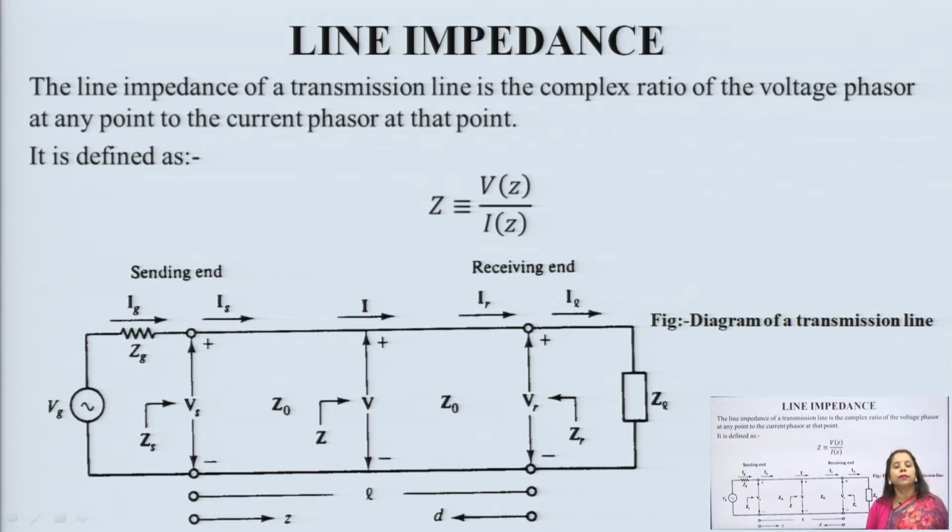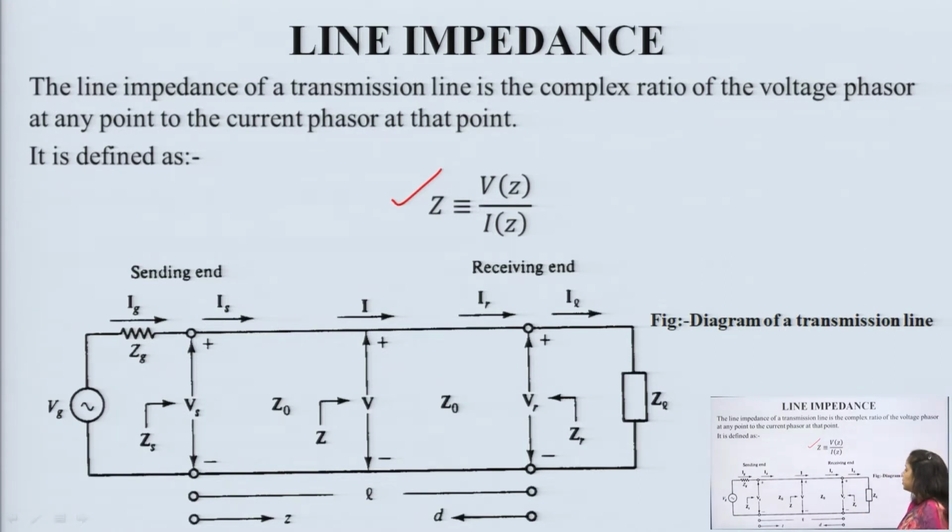In general terms, impedance is the ratio between the voltage and the current. When we define it in terms of transmission lines, it is equal to the voltage phasor at any point to the current phasor at that point. So, it is defined as Z equal to V(z) upon I(z).